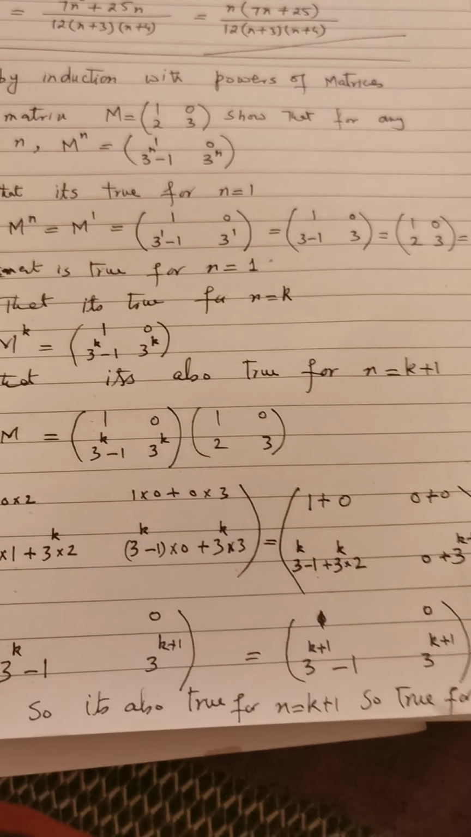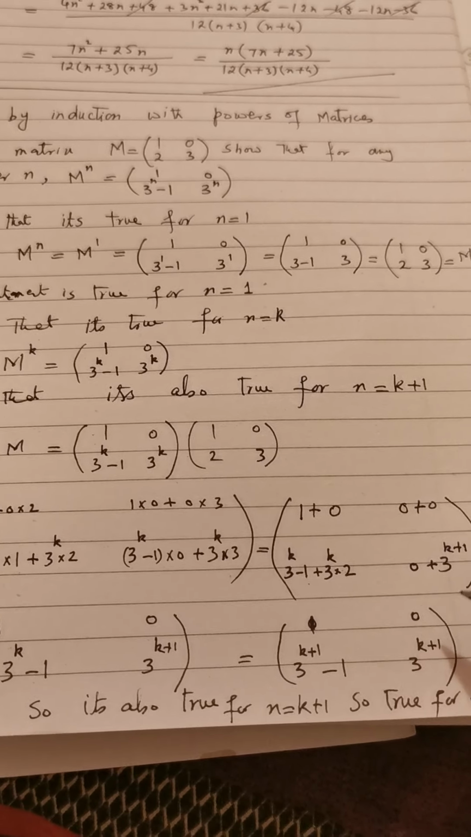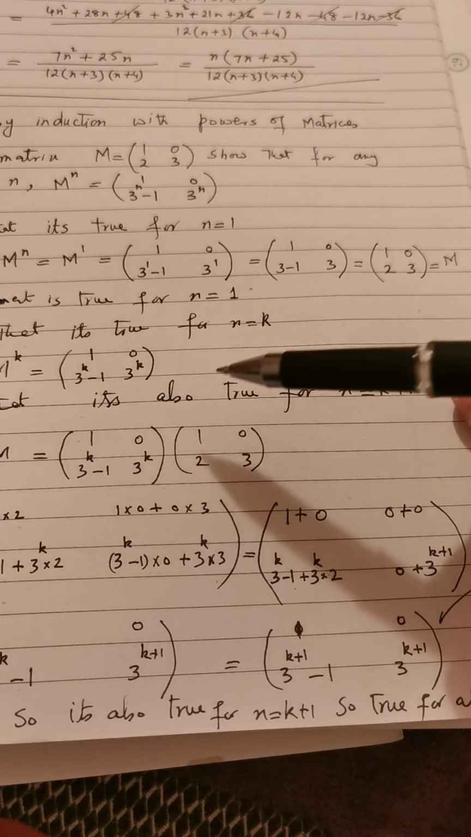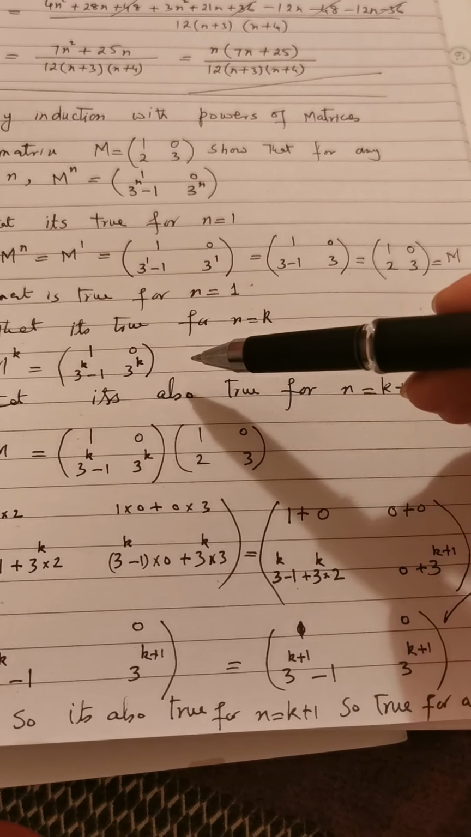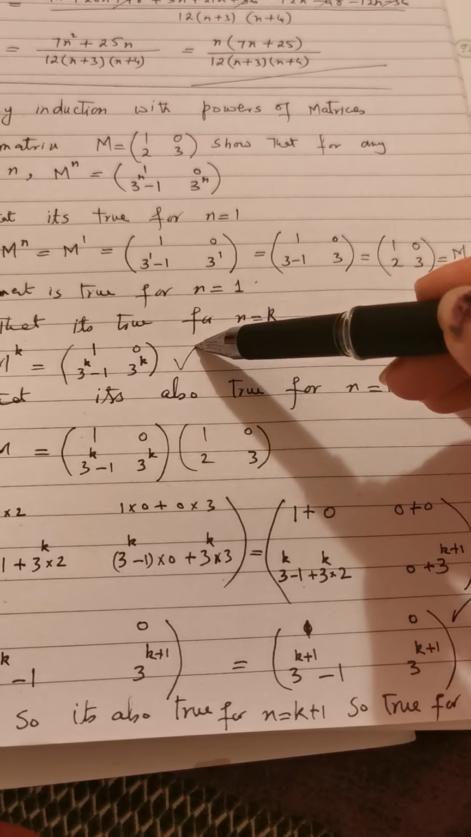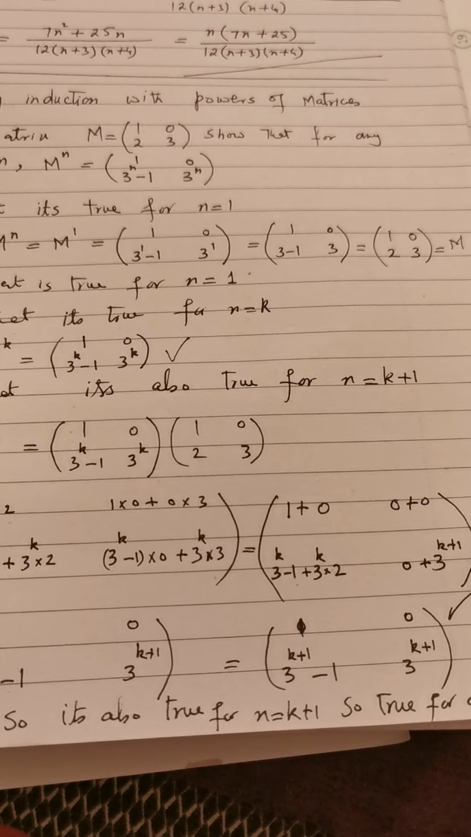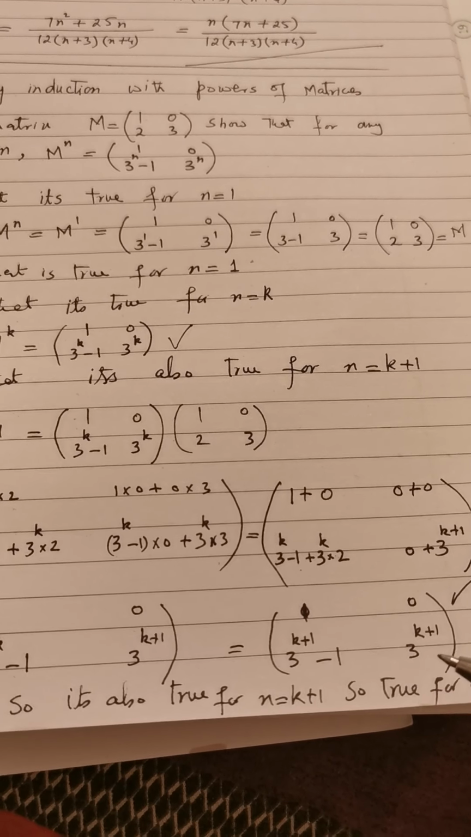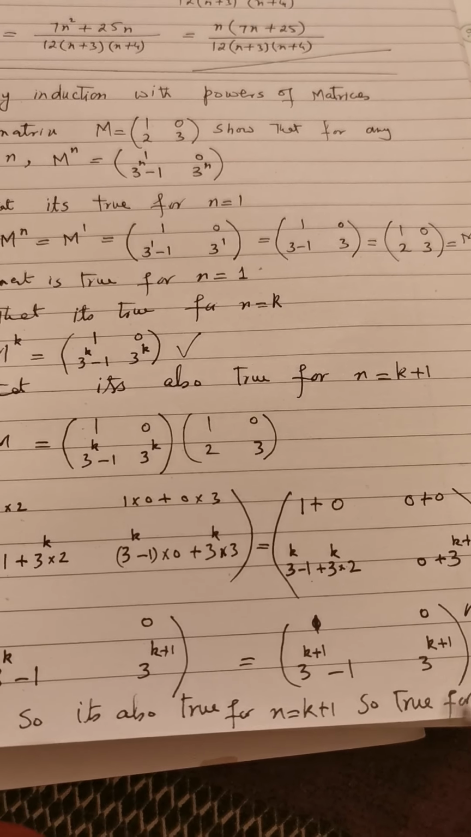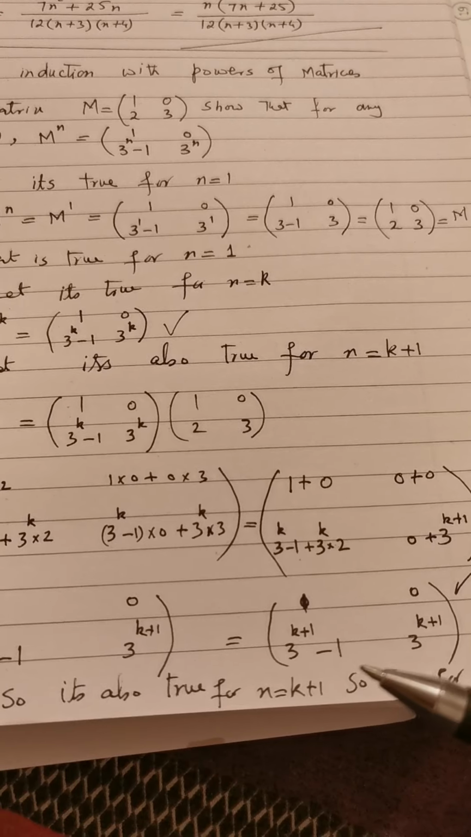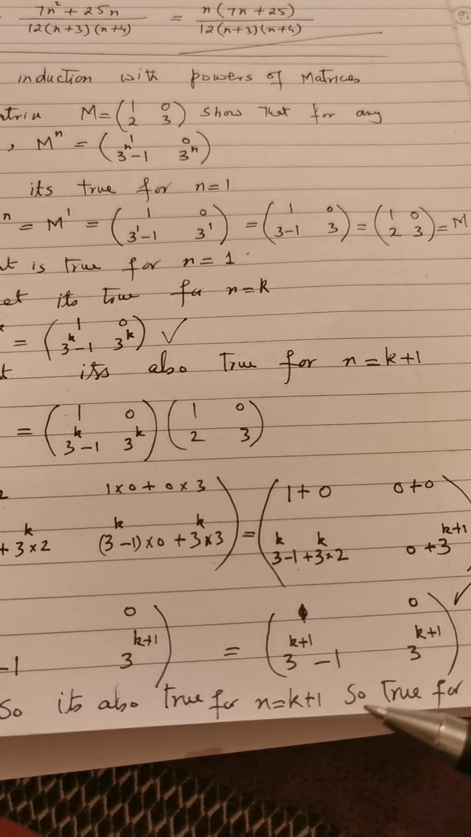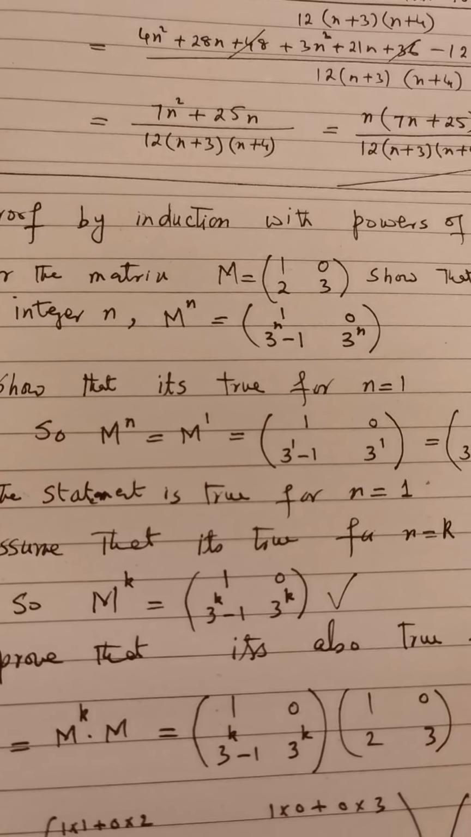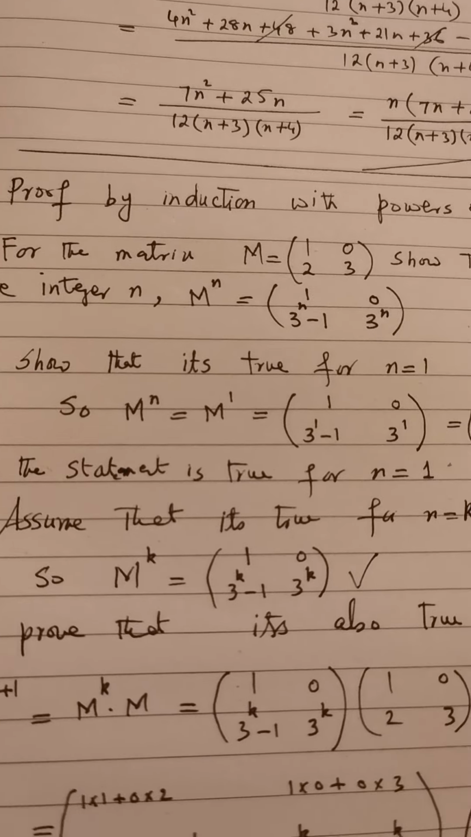So you can see that this expression is true for k plus 1, and this is the expression for k. In place of k, we have got k plus 1. So we proved that this is true for n is equal to k plus 1, and then we can say that it's true for all positive integers n.